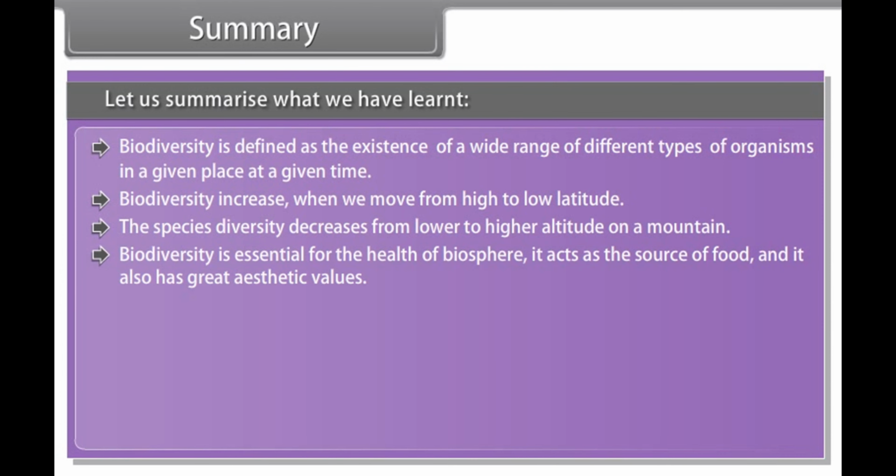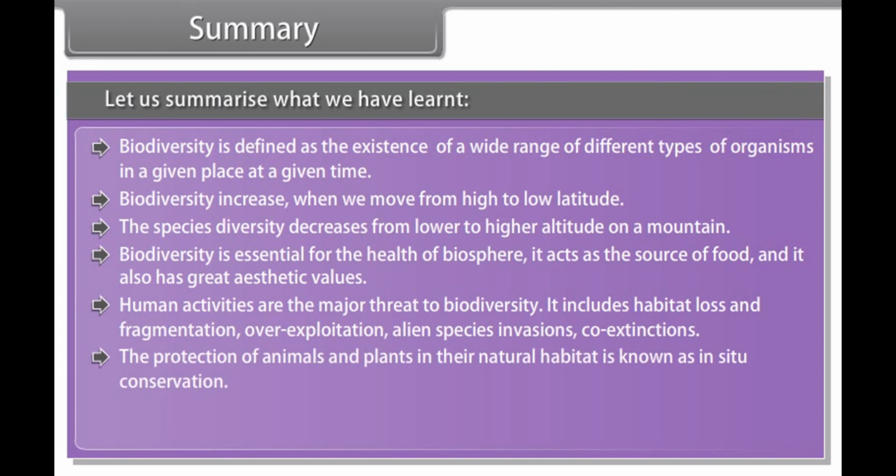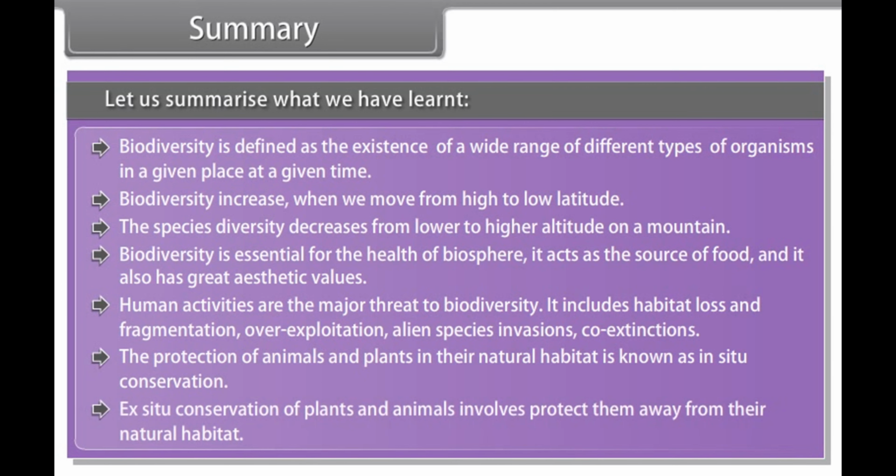Biodiversity is essential for the health of the biosphere. It acts as the source of food, and it also has great aesthetic values. Human activities are the major threat to biodiversity. It includes habitat loss and fragmentation, overexploitation, alien species invasions, and co-extinctions. The protection of animals and plants in their natural habitat is known as in situ conservation. Ex situ conservation of plants and animals involves protecting them away from their natural habitat.